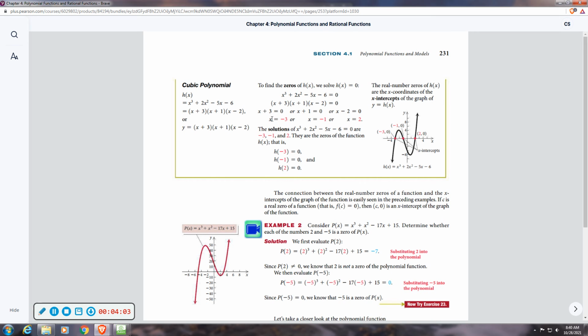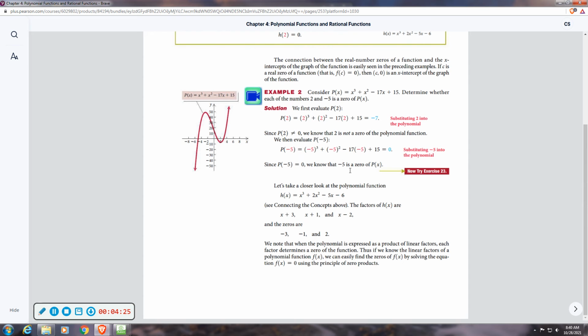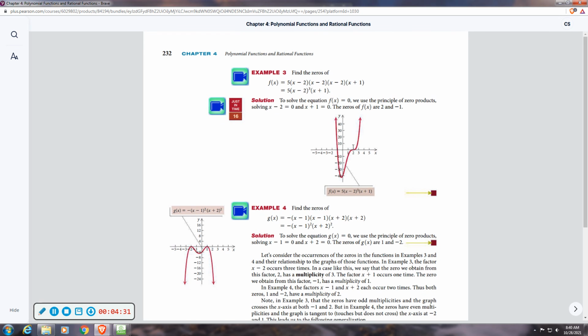So just think about it like this. If I gave you zeros, we would work backwards and set it equal to 0. So you change that sign, working backwards. You get x plus 3. From x equals -1, you get x plus 1. From x equals 2, you get x minus 2. Work backwards, put them in linear form and multiply them, and you might have to give the polynomial working backwards. But zeros and x-intercepts are the same.